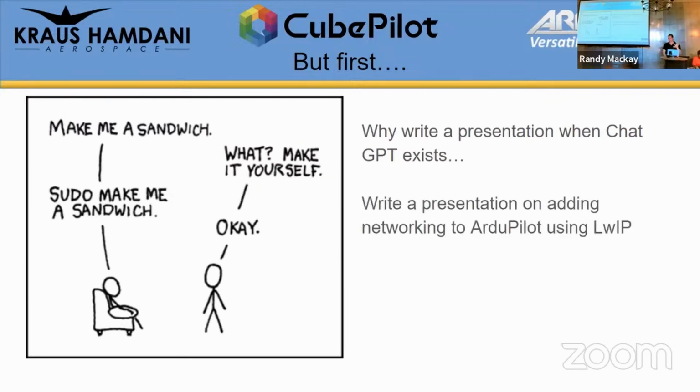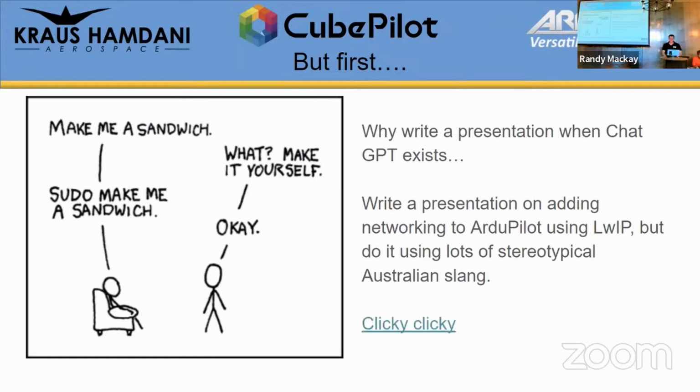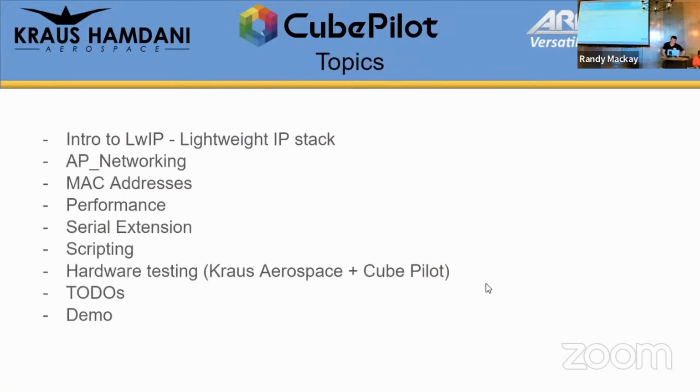So I actually tried this. This is just a quick tangent. Write a presentation adding networking to LWIP, and then that actually was surprisingly good. But then, of course, you have to add in stereotypical slang. So we can totally do that. It's actually hilarious. We won't do it right now. I'm just kidding.